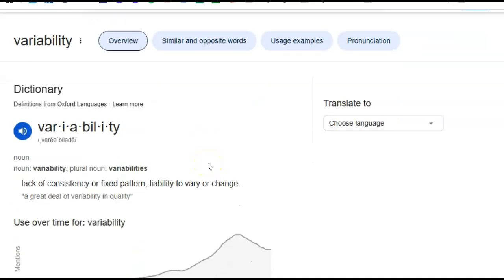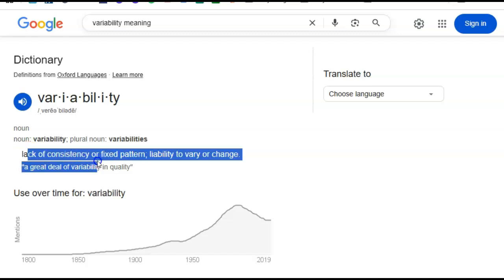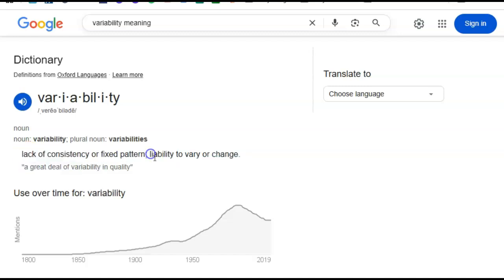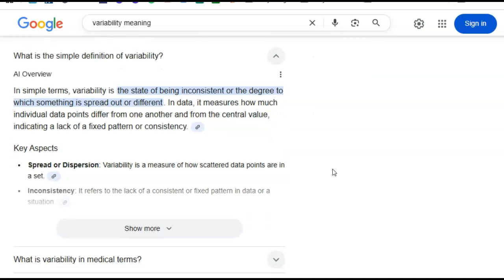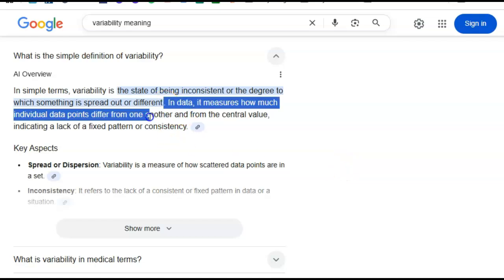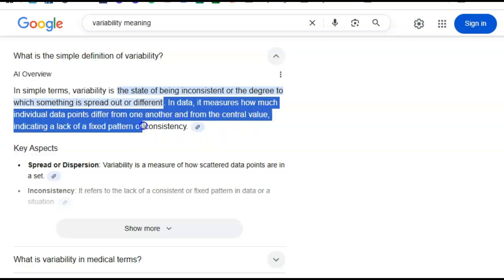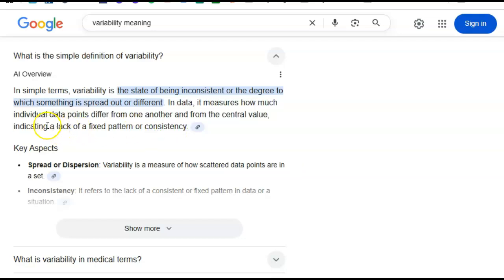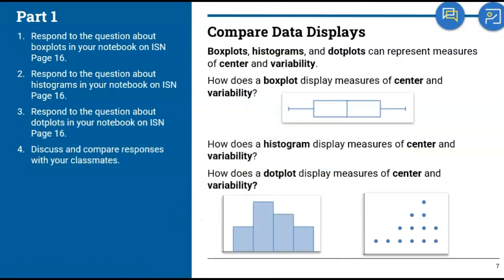Geometry, stats, right? So the first definition says lack of consistency or fixed pattern. It varies or changes. So if you have variability, that means you're very inconsistent. Sometimes you're high, sometimes you're low. But in a more statistical area for math, see right here where it says in data, it measures how much individual data points differ from one another and from the central value, indicating a lack of fixed pattern or consistency. So a lack of consistency. So in our displays, let me pull them up.